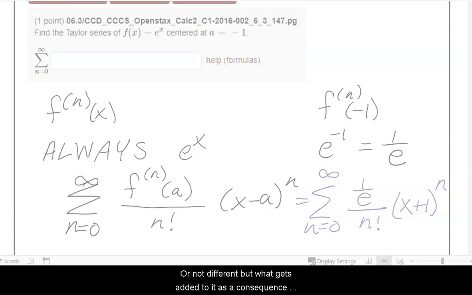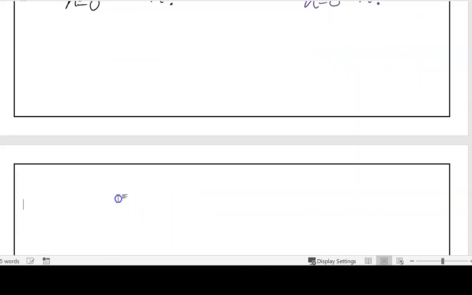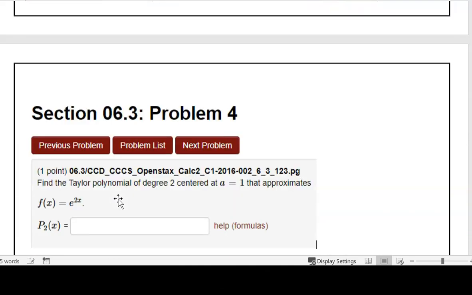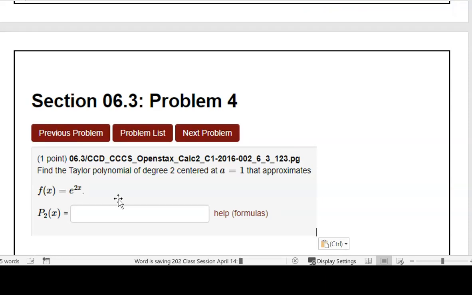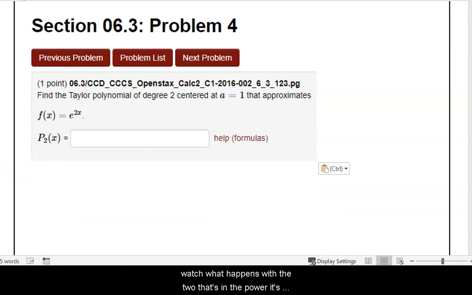Or not different, but what gets added to it as a consequence of not having just x in the power. Okay. All right. So this one is a little bit different in that the center is not -1, the center is 1, and instead of just having x in the power, we have 2x. So watch what happens with the 2 that's in the power.